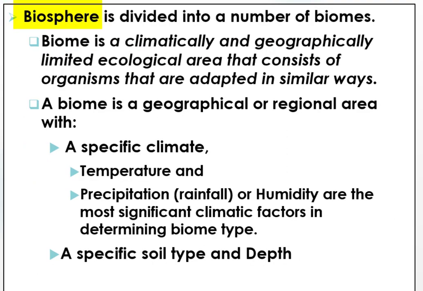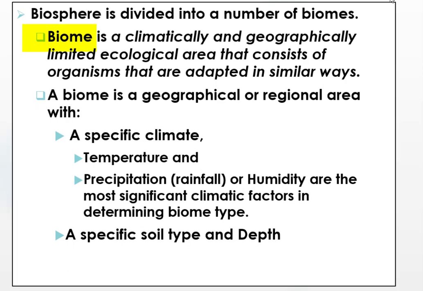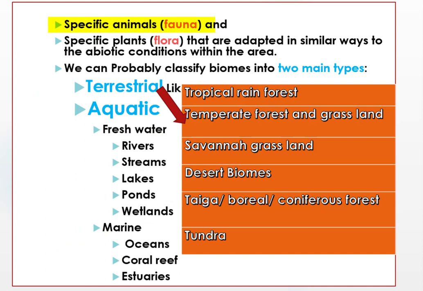Biosphere is divided into a number of biomes based on climatic factors, geography, fauna, and flora. So, a biome is a climatically and geographically limited ecological area that consists of organisms that are adapted in similar ways. This biome has its own specific climate that includes temperature and precipitation, its own specific soil type and drifts, its own specific animal groups, fauna, and specific plant groups, or flora.